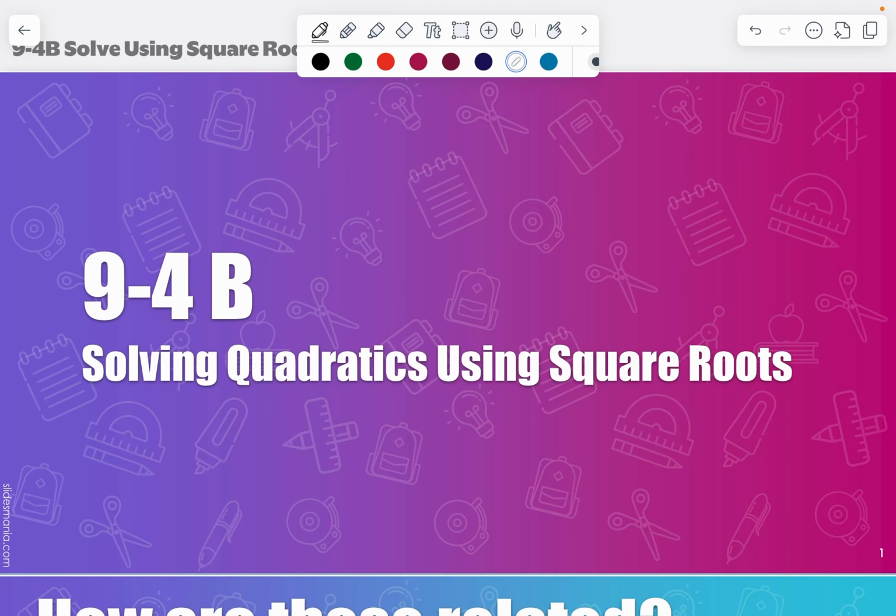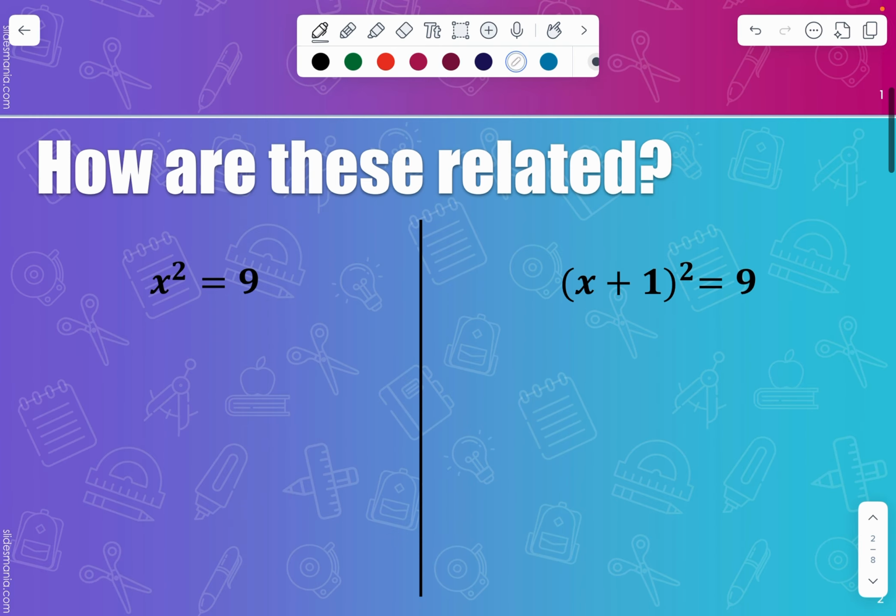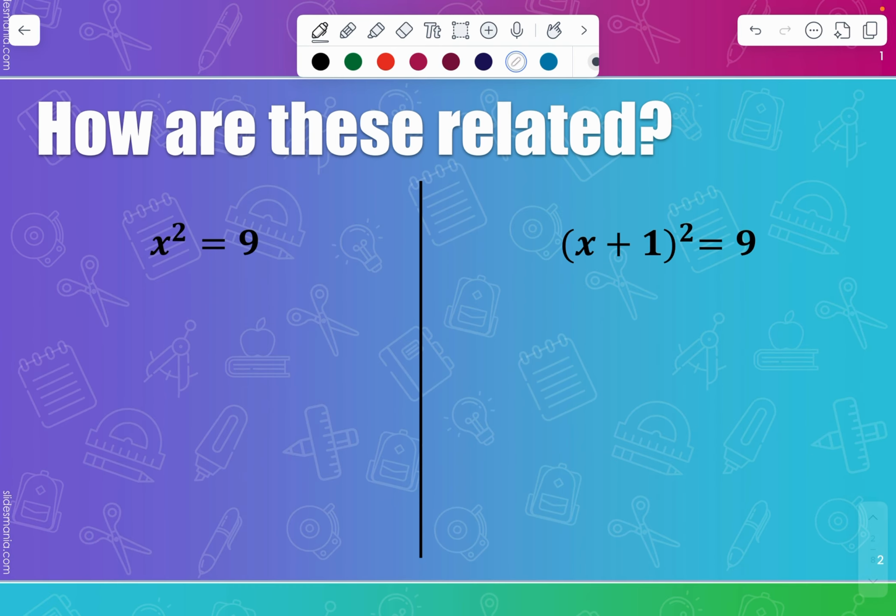Hello everyone! Today we're going to cover 9.4b, which is an extension of what we did yesterday in 9.4a. We're still going to be solving quadratic equations using square roots. All right, so how is what we're doing today any different than what we were doing yesterday?